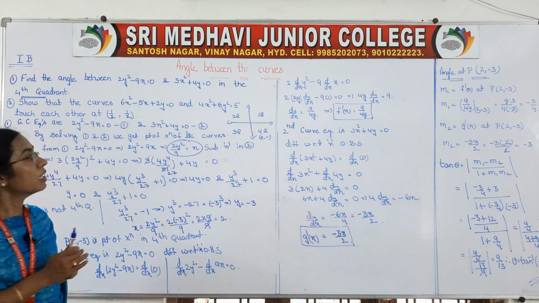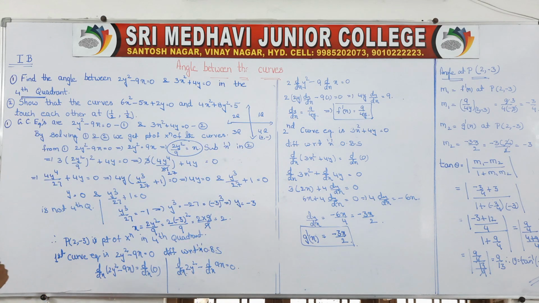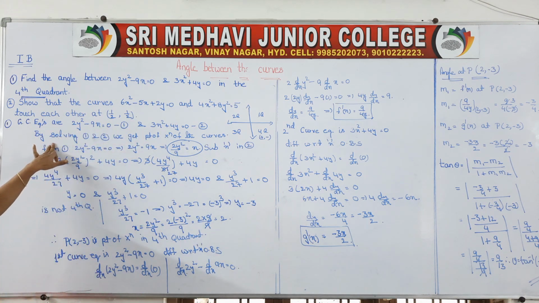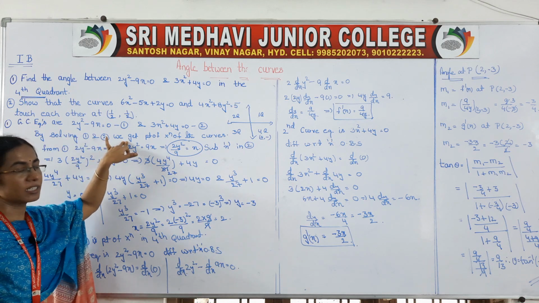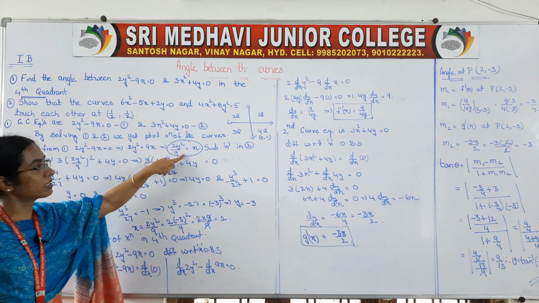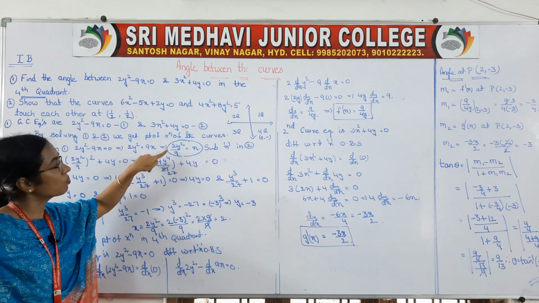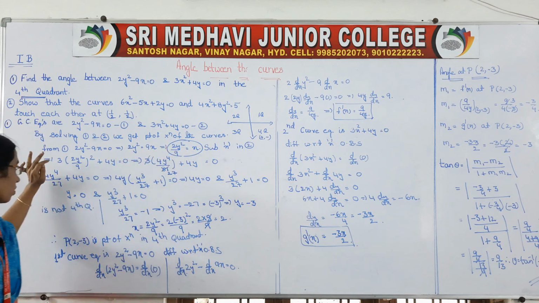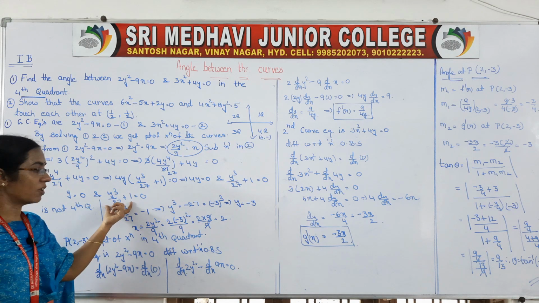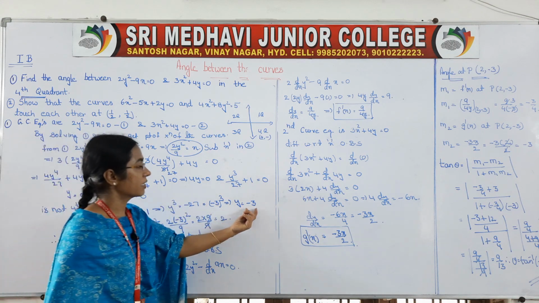Okay, so this is your first question. First you take the two curve equations like this, then we have to find their point of intersection. From the first one you get x is equal to 2y square by 9. Substitute that in the second equation and you will get your y value. We got y is equal to 0 and y is equal to minus 3.